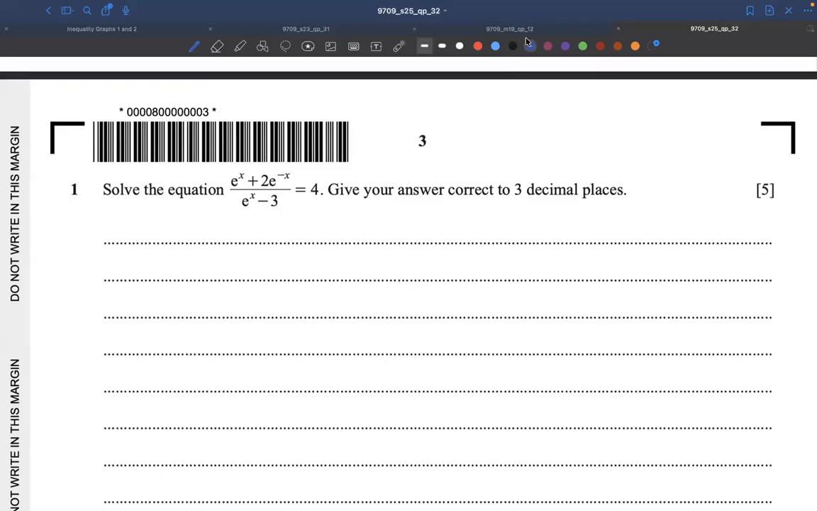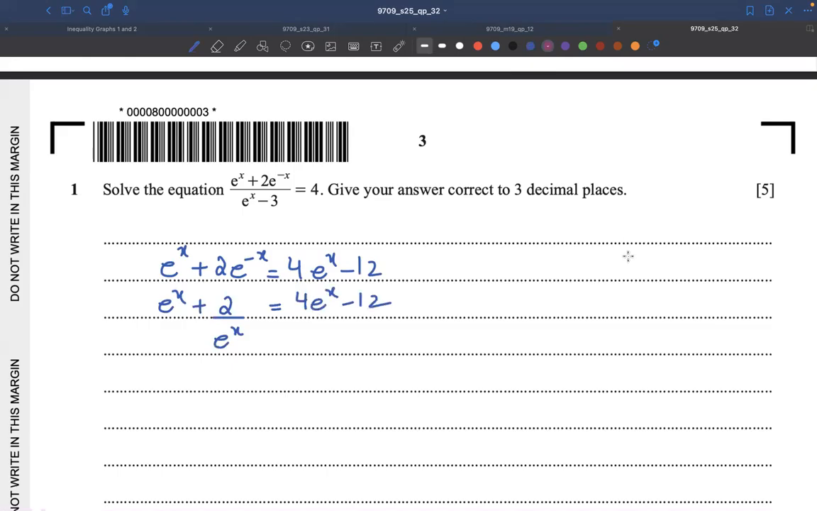In question number 1, we have to solve the equation (e^x + 2e^(-x))/(e^x - 3) = 4. In the first step, we can simply cross multiply. We'll get e^x + 2e^(-x) = 4e^x - 12. Now we can write this as e^x + 2/e^x = 4e^x - 12.